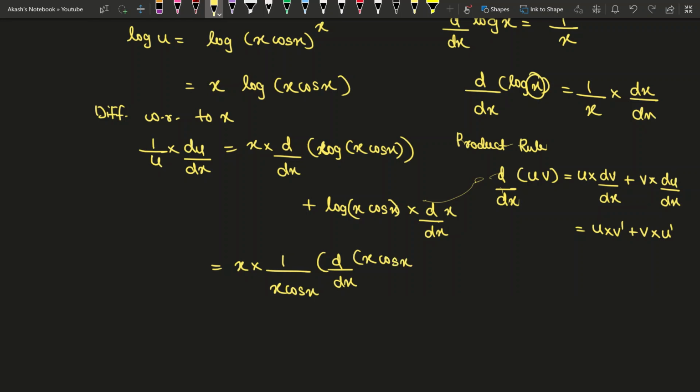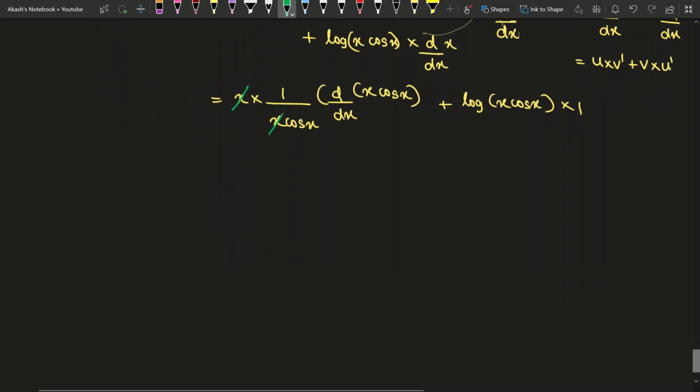Why am I not doing it in this particular step? Because again you are getting a product function, so that we will do in the next step. Plus logarithm of x cos x into dx by dx is 1. Here you can very clearly cancel out x and dx. So you will get 1 by cos x into what is the derivative of x cos x?